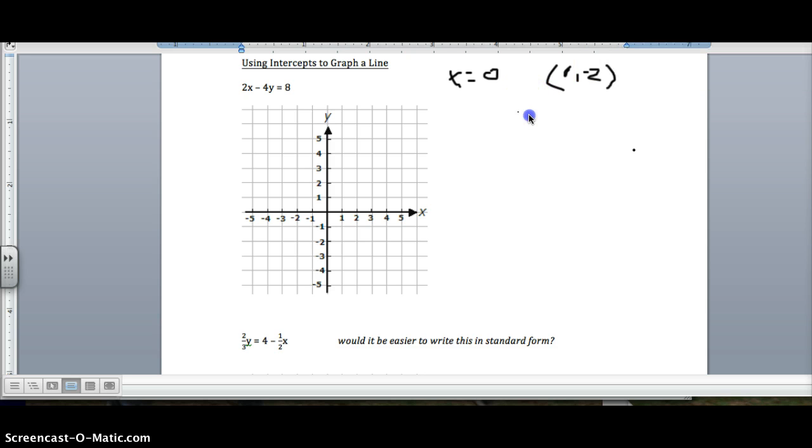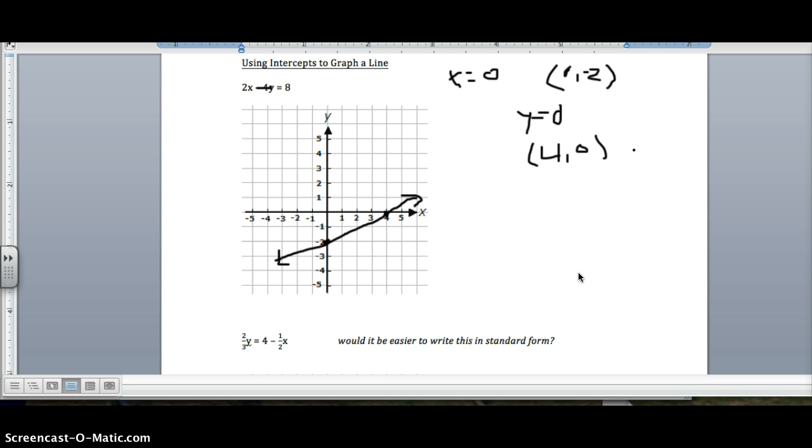And I'm going to say y equals 0. I'm going to cover that up. 2x equals 8. So x must equal 4. So I have 4, 0, and 0, negative 2. So 0, negative 2 is here. 4, 0 is here. And I'm going to attempt to draw a straight line, which you should be doing with a ruler and arrows. And that is what your graph would look like using the intercepts.